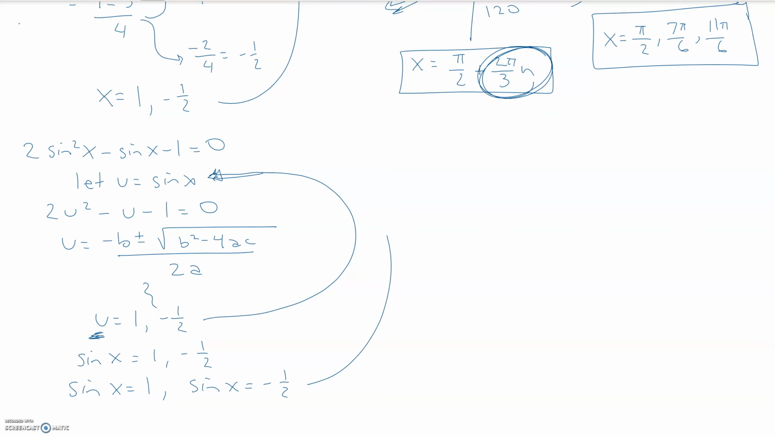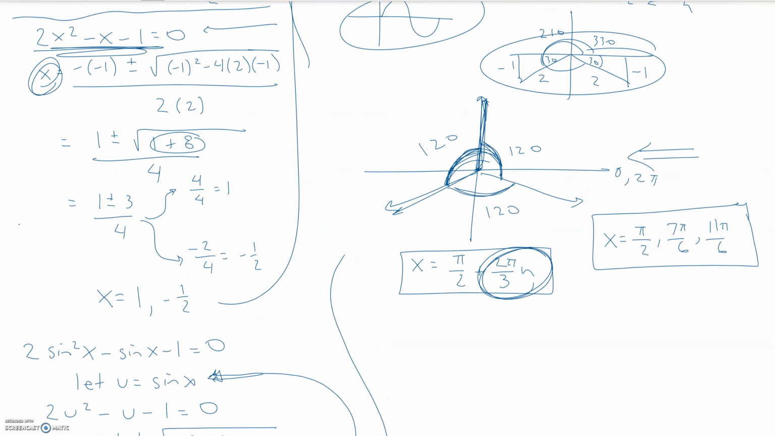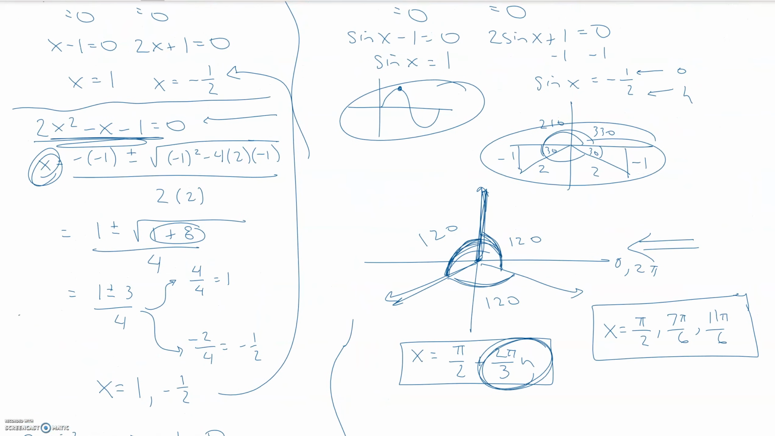And this takes us right back up to where we were a few moments ago. Sine x equals 1 and sine x equals negative 1/2. So you can solve these quadratic trig equations by either factoring or using the quadratic formula and simply letting the trig function represent what would have been the variable.